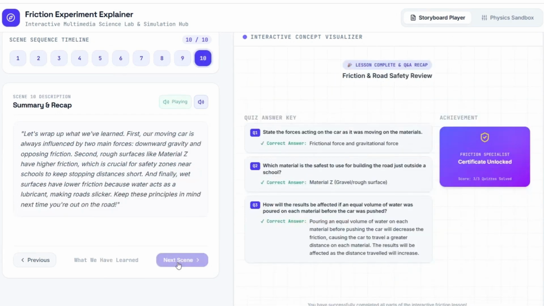Let's wrap up what we've learned. First, our moving car is always influenced by two main forces: downward gravity and opposing friction. Second, rough surfaces like Material Z have higher friction, which is crucial for safety zones near schools to keep stopping distances short. And finally, wet surfaces have lower friction because water acts as a lubricant, making roads slicker. Keep these principles in mind next time you answer these OEQs.